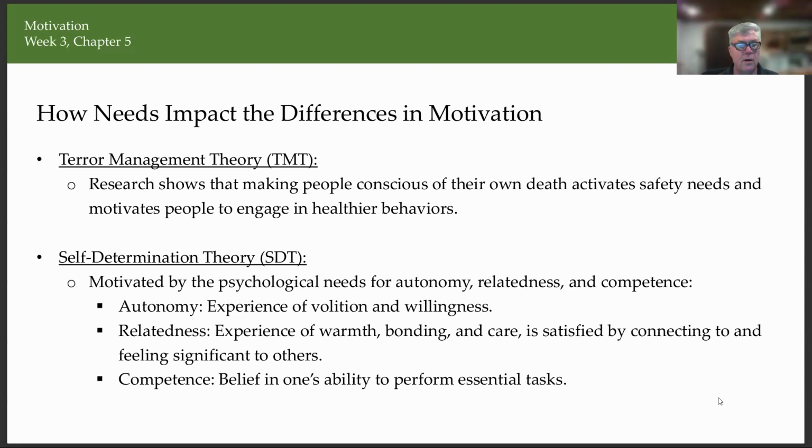Self-determination theory: motivated by the psychological needs for autonomy, relatedness, and competence. Self-determination theory, SDT: you have autonomy, the experience of volition and willingness. Relatedness, the experience of warmth, bonding, and care, is satisfied by connecting to and feeling significant to others. That's a very important one.